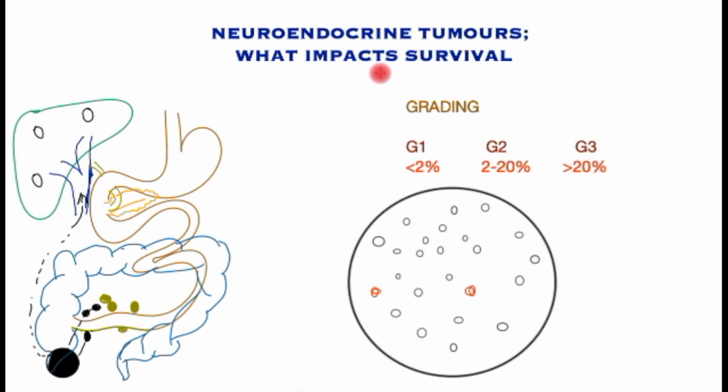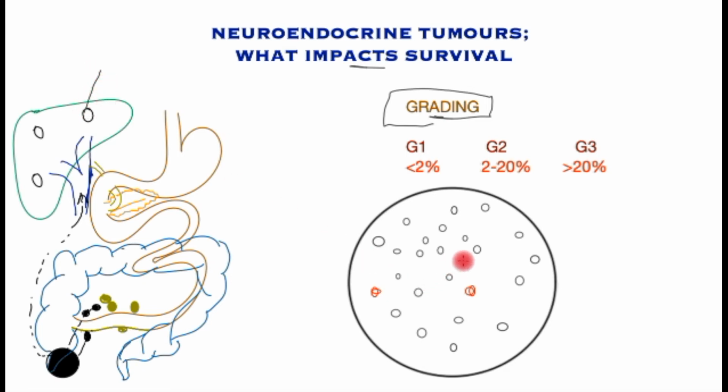One of the most important factors that impacts survival and determines which treatment would be suitable for what patient is the grade of the tumor, and the other is differentiation. But let's first talk about how we grade neuroendocrine tumors. This requires a biopsy. So in this cartoon over here, the tumor from the appendix has spread to the liver, and a needle can be inserted straight into it under ultrasound guidance and a biopsy taken.